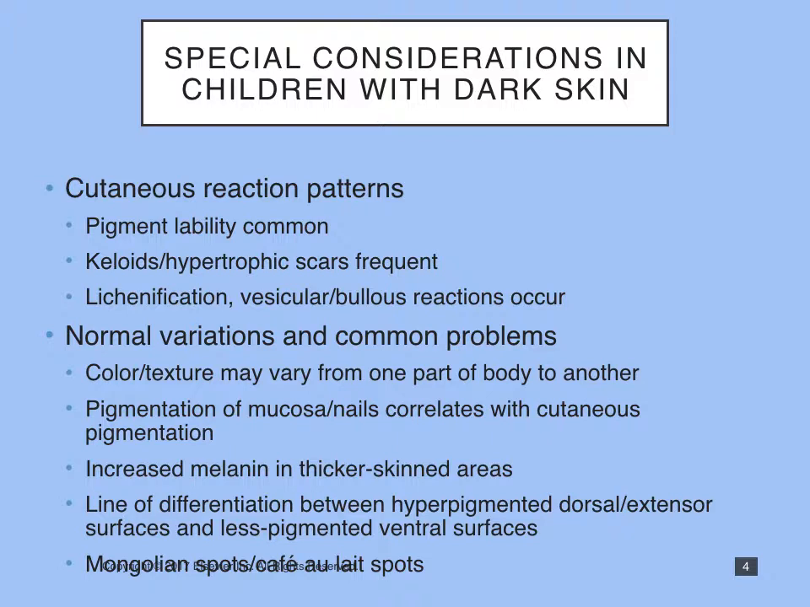The color and texture can vary from one part of the body to the other. The pigmentation of mucosa and nails does correlate with cutaneous pigmentation. There's increased melanin in thicker skinned areas. And we've talked about, you've certainly heard about in previous courses, hyperpigmented nevi, or the older term Mongolian spots, in darker skinned individuals that are usually present. They're sort of increased deposits of melanin in the skin, and they can be seen on the buttocks, ankles, shoulders of newborns. And then cafe au lait spots can be more difficult to see.